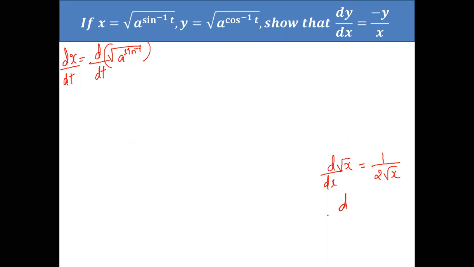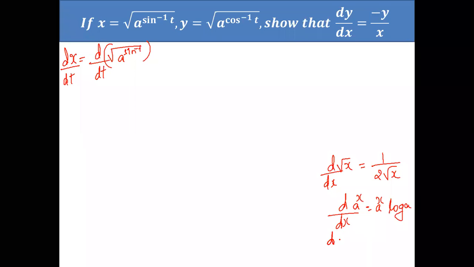What is the derivative of a power x, students? It is a power x into log a. The derivative of a power x is a power x into log a. Forgot?